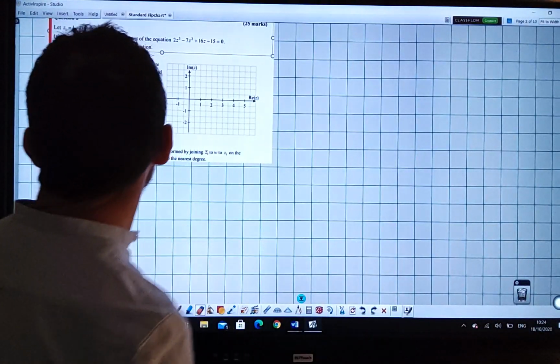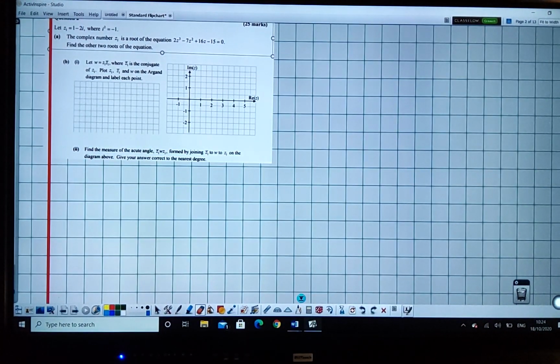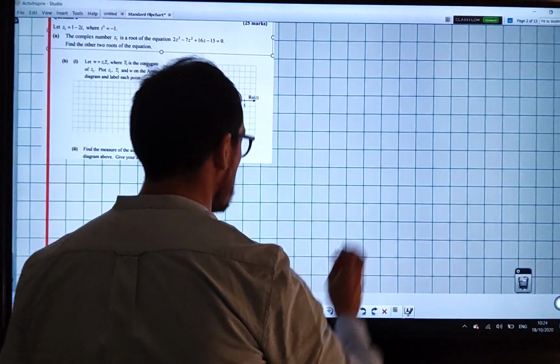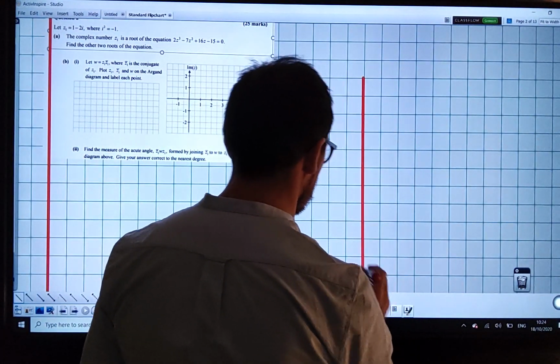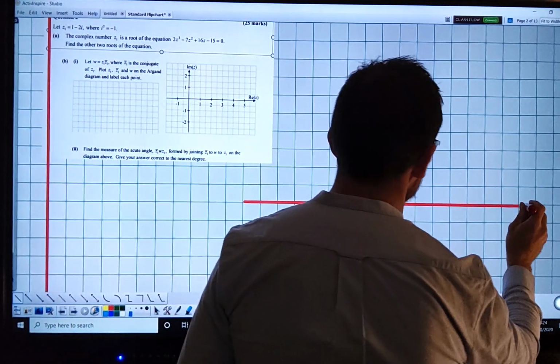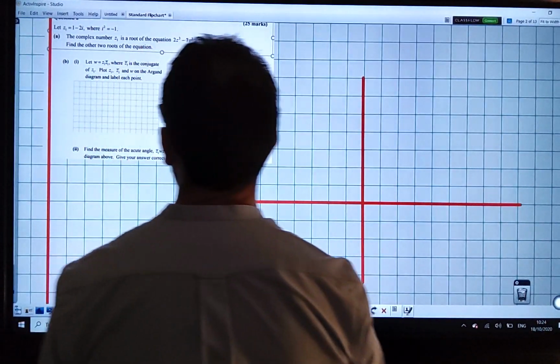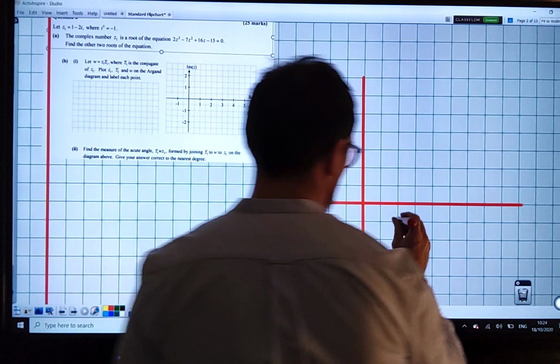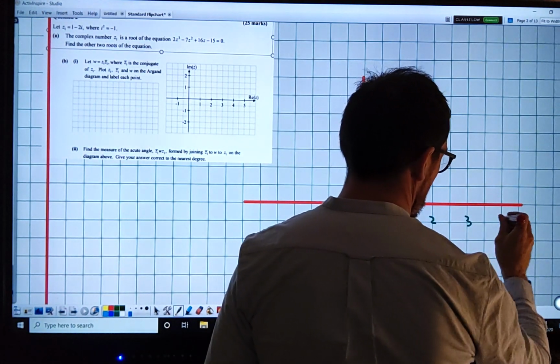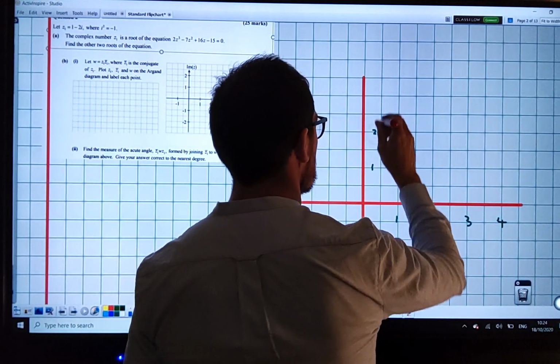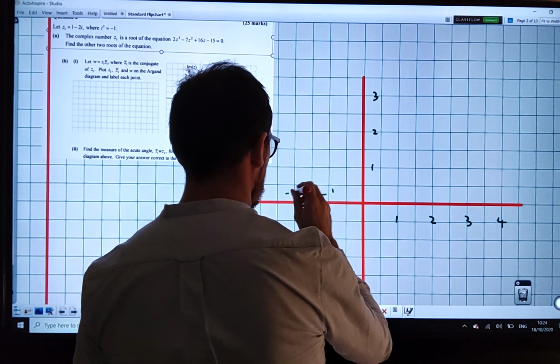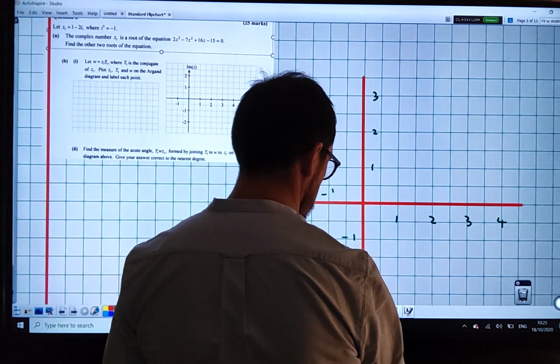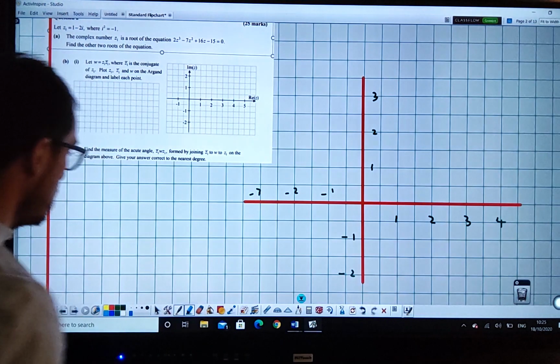Okay, now, B, it says, let W equal Z1 times Z bar 1, where Z bar 1 is the conjugate. Plot Z1, Z bar 1 on the diagram and label each point. Okay, so I'm just going to draw this diagram out here. So we have this as follows. Okay, and we've got 1, 2, 3, 4. Minus 1, minus 2, minus 3. Okay, we're asked to label the points.